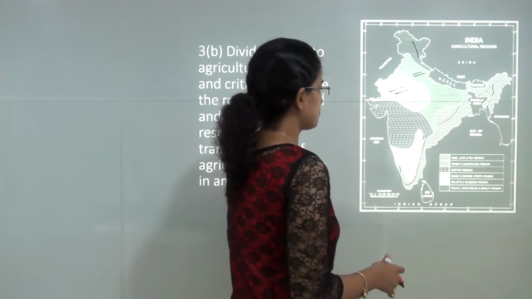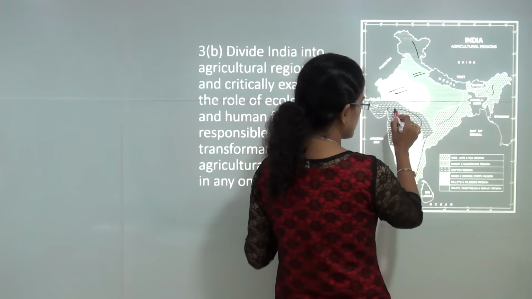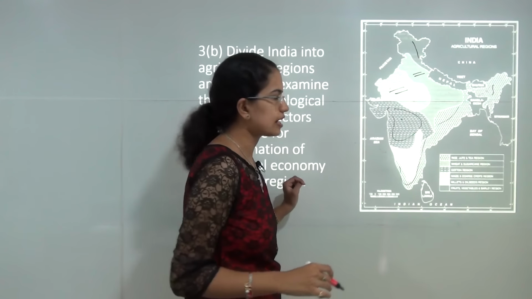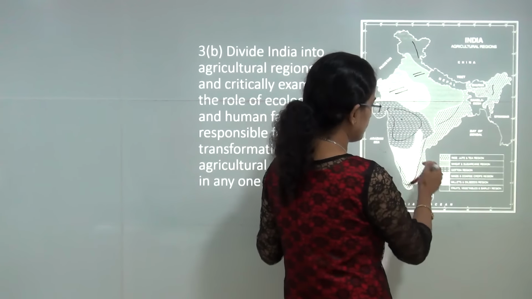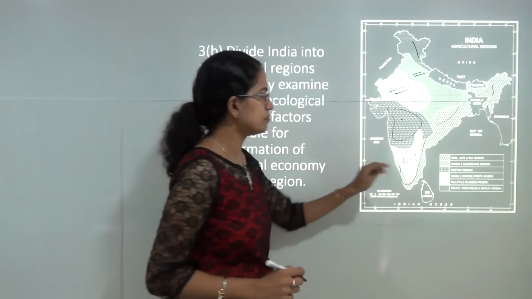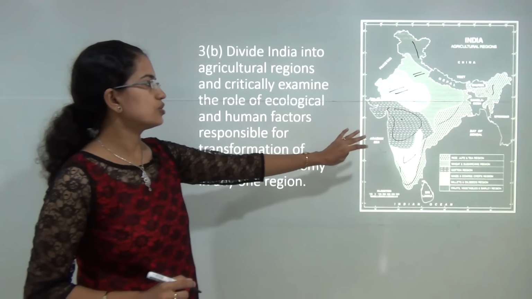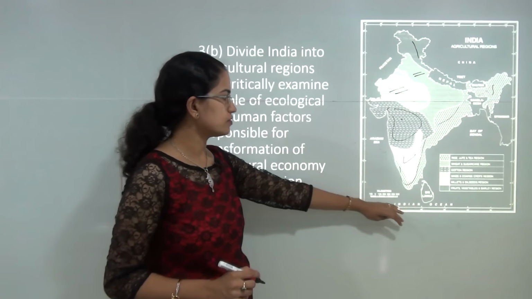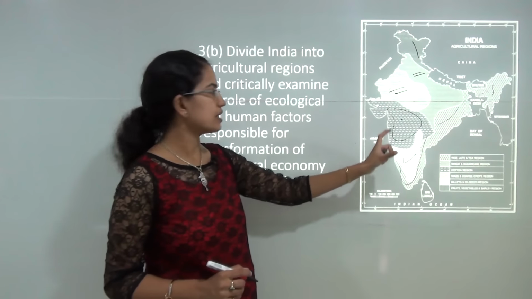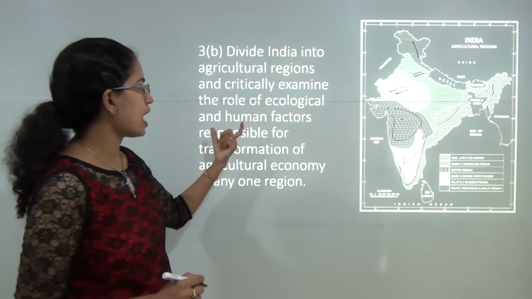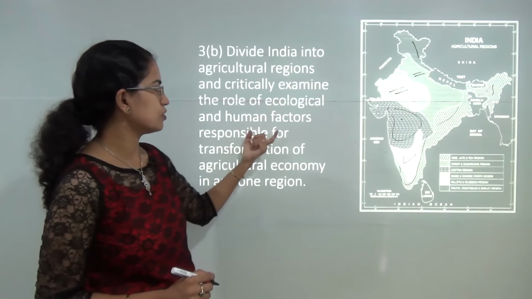In the hilly region, you have mainly the region of cotton production in the region of black soil in the Deccan, and finally you have the region of millets which is seen here. So these are the major regions which you have demarcated, and based on this you can explain the regional variations and the role of ecological and human factors.